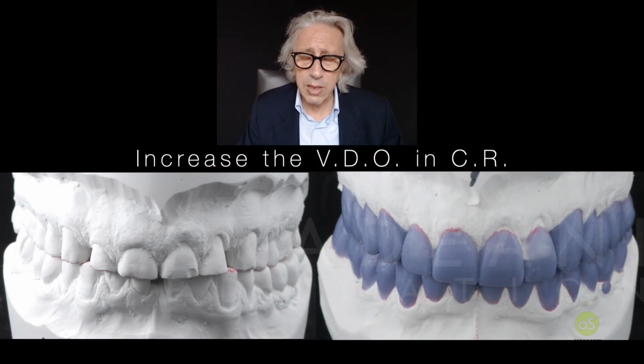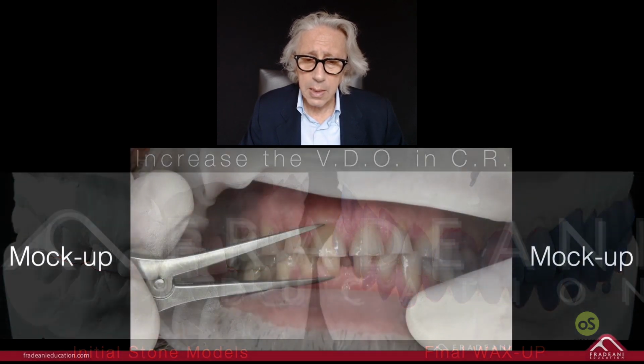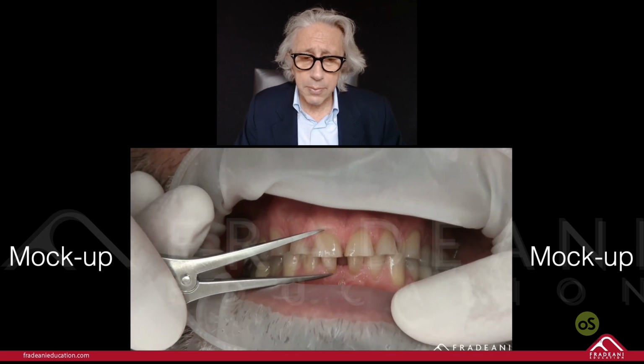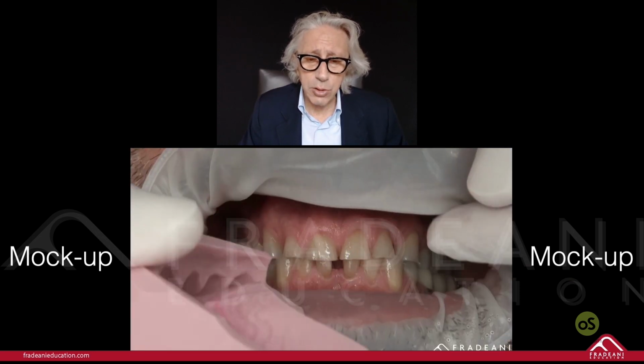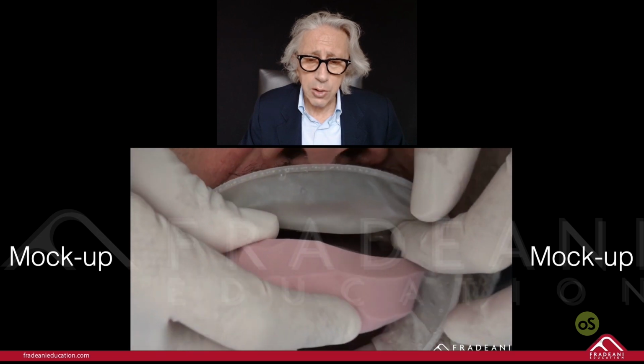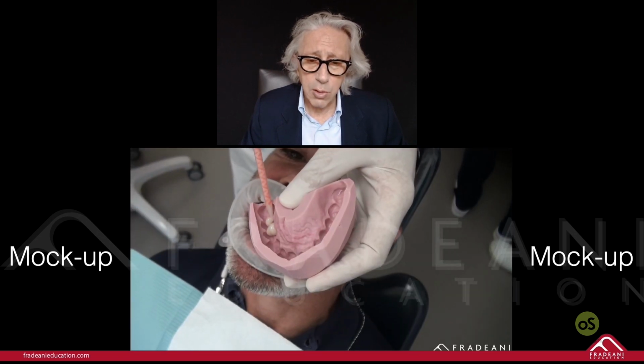So for the increase of vertical in CR, again, we just covered all the stone models without touching them, so we are still able to do a mock-up that, I repeat, is a reversible kind of condition. So initial stone model, final wax-up. And now we do the mock-up. We have to take an impression of the wax-up and make the silicone matrix derived from this stone model of the wax-up, so the ideal one.